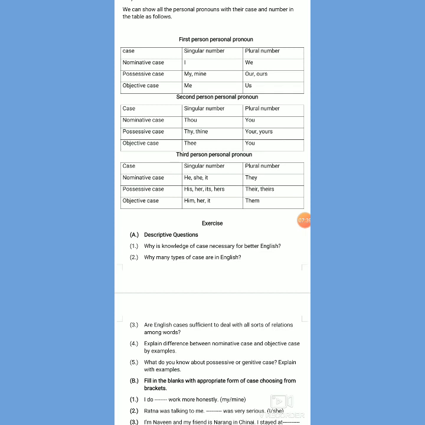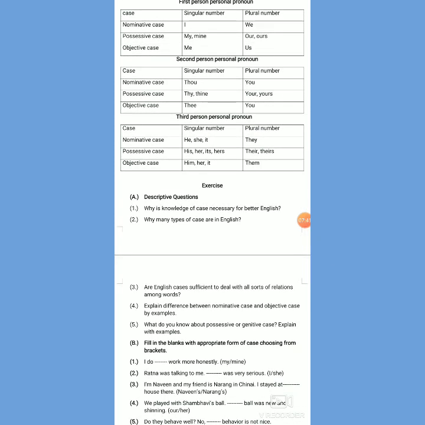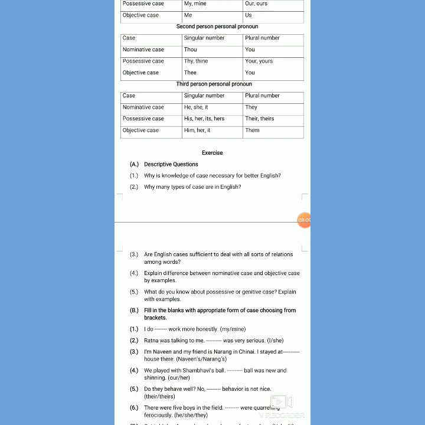But gender becomes very clear in the third person pronouns: he, she, it are different in terms of their gender, and so are his, her, its, hers, and so on. In this way we have discussed all the criteria of the pronouns which make them different on at least one ground. So this is the explanation of all the pronouns.